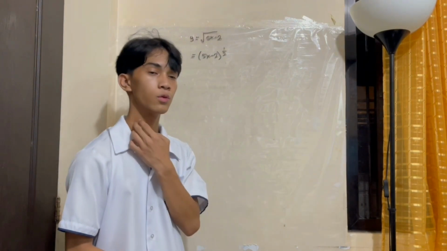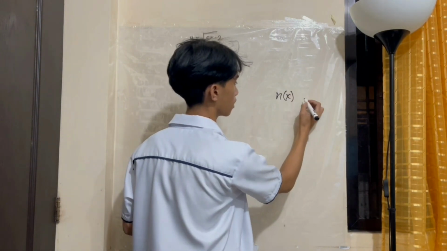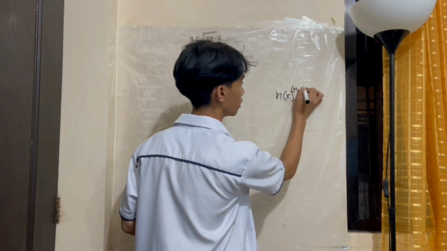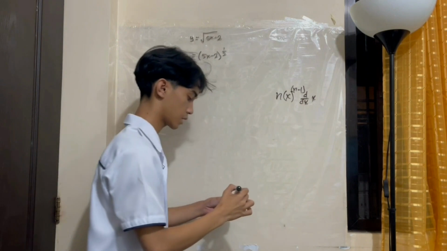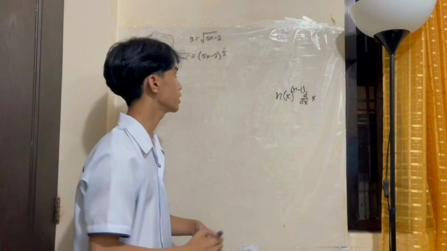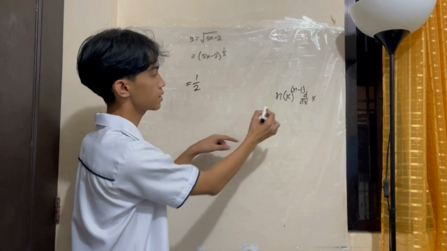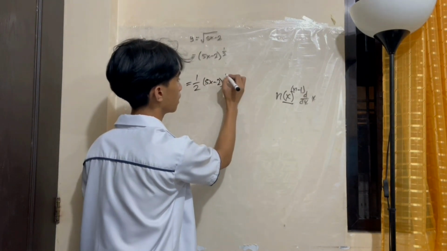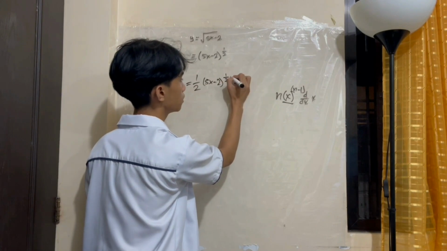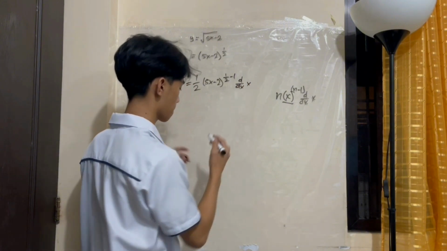Now, in order to get the derivative, we have to use our formula, which I think is n multiplied by x raised by n minus 1 multiplied by the derivative of x. Now we have to find the n, which is 1/2. Then next, our x, which is 5x minus 2. And then n, 1/2 subtract by 1 multiplied by the derivative of x.